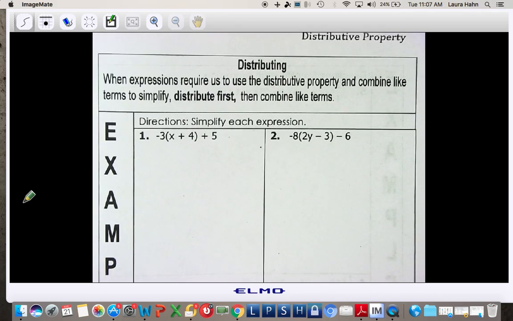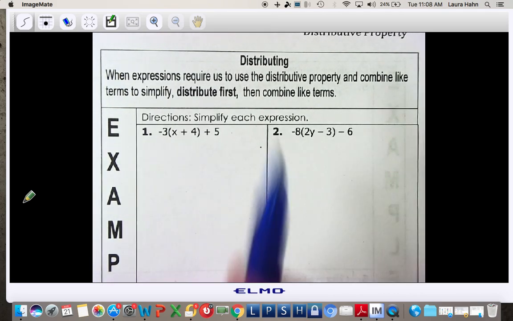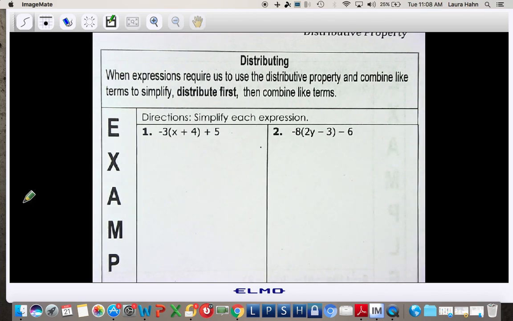All right, so what we're doing on 1.2 is pretty much the same thing, combining our like terms, but we're going to add one extra step called distributing. Some of you might remember this, some of it might be a little fuzzy, but that's okay.